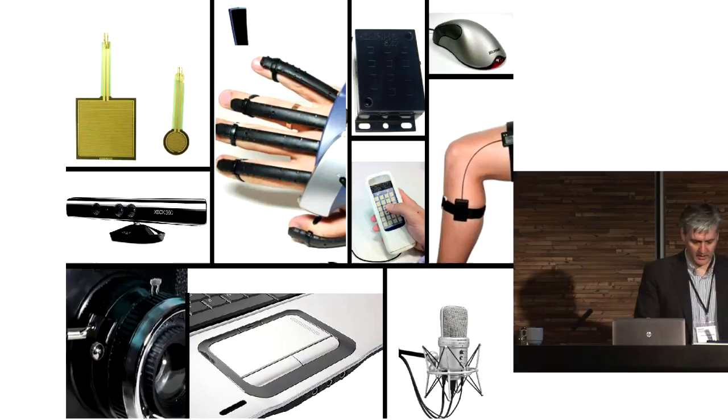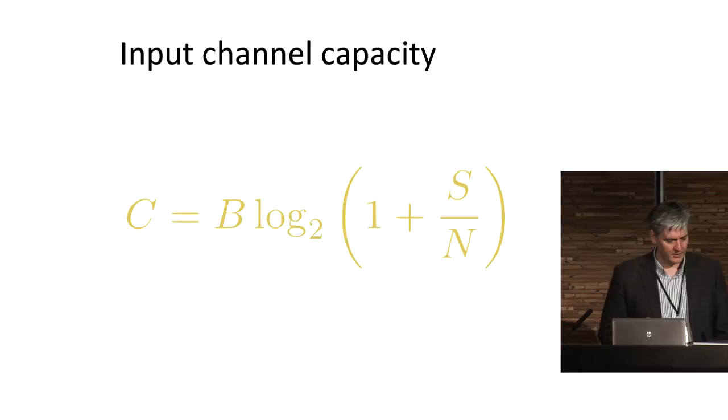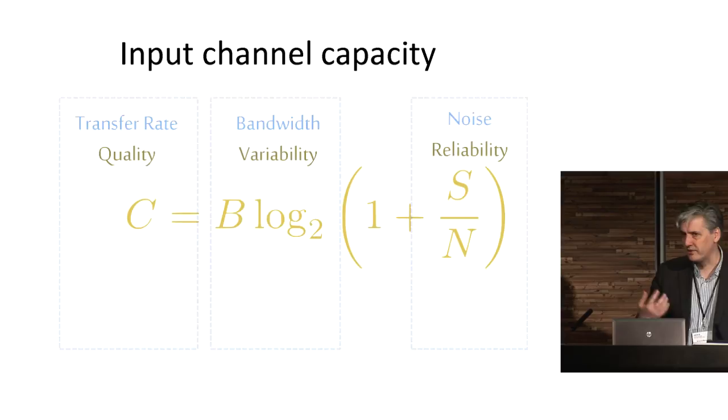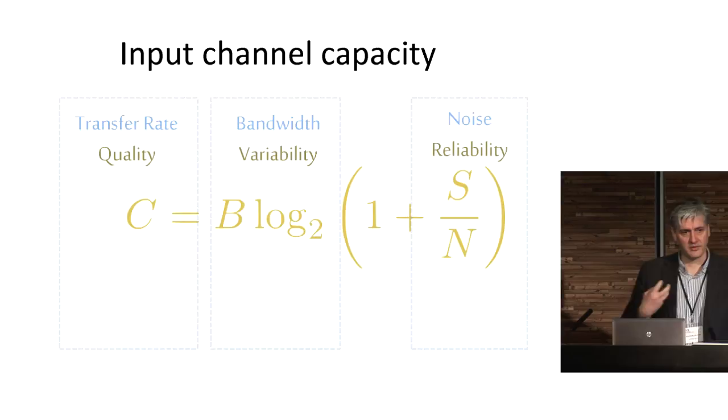So what we want to do is to look at the channel capacity. So it's the bandwidth B being related to the variability, the number of states that you can generate, and you've got the signal and noise, which is the reliability, and that gives you the overall quality of this gesture system, the channel capacity. So, are these visible?